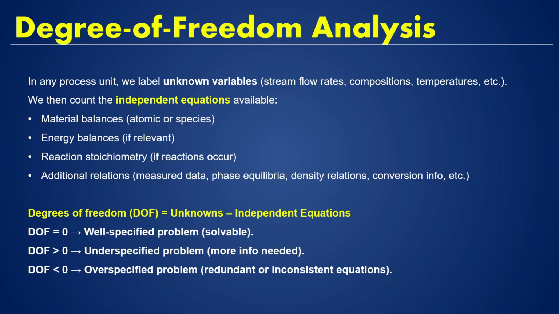If the degree of freedom is 1, it means you have to specify or assign some value to one unknown of the problem, and then you will be able to solve it. And if the degree of freedom is less than 0, it means your system is over specified, and that could also create problems. So next, we are going to take a problem statement and perform the degree of freedom analysis.